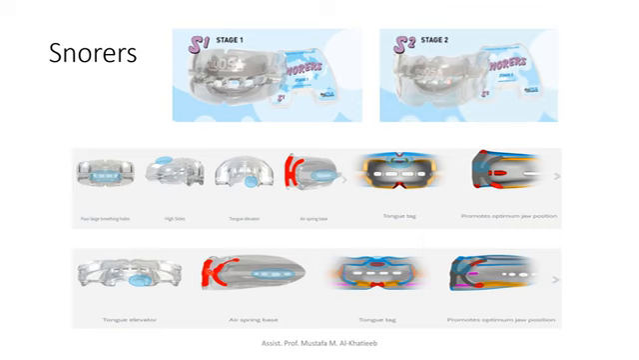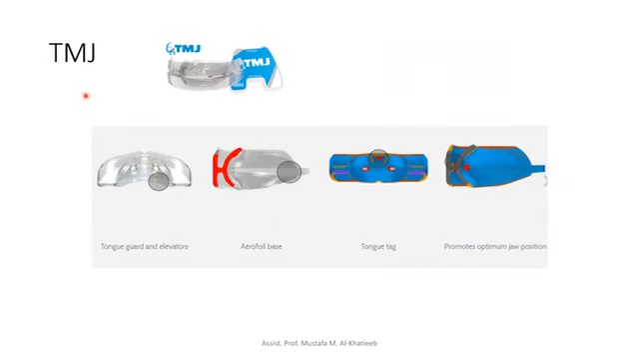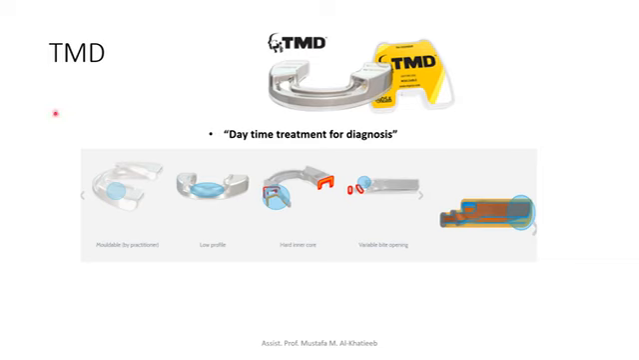The S2 is harder than the S1. The TMJ also has tongue guard and elevators, an aerofoil base, a tongue tag, and also promotes optimum jaw positioning. This is the TMJ type Myosa. The TMJ Myosa, from its D, means daytime treatment for diagnosis. It is used for diagnosis of the TMJ problem.